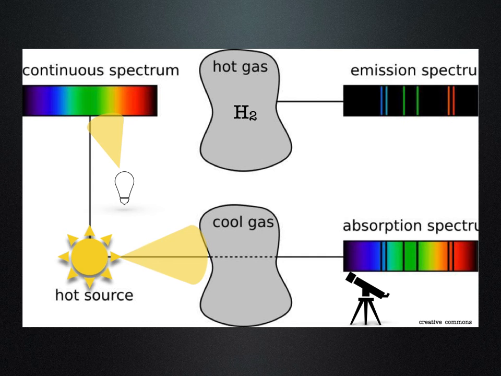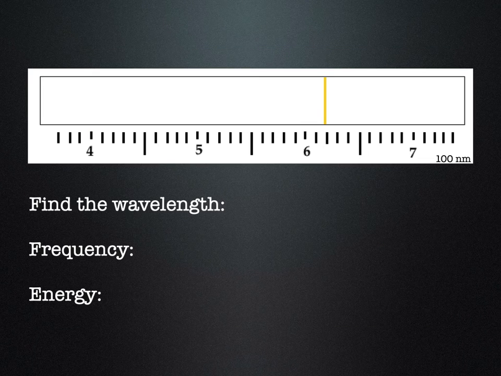So for instance, if that hot gas is hydrogen, and then we look at a spectrum of a nebula with a star behind it, and we find all of those lines missing from hydrogen, then we know there's hydrogen in that sample.